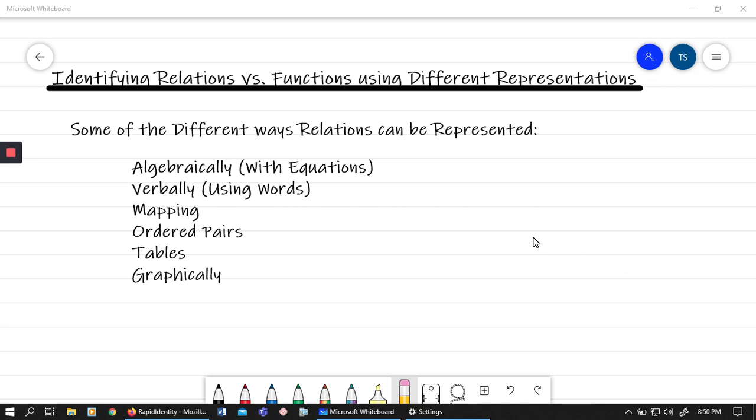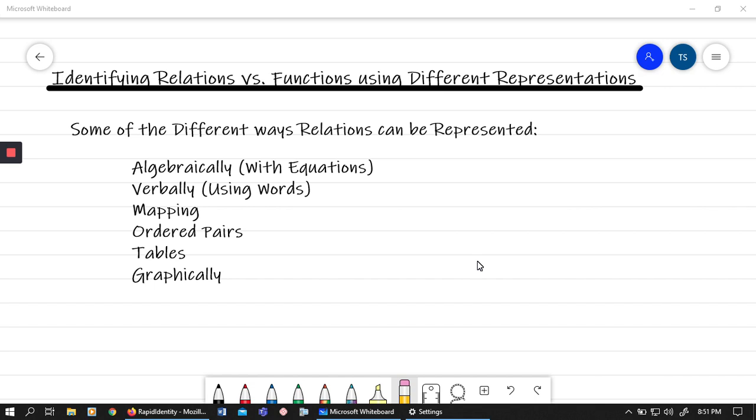Students, this video is a continuation of functions, function notation, and evaluating functions. So it's kind of a part 2 to that. First off, let's start by looking at some different ways that relations can be represented.